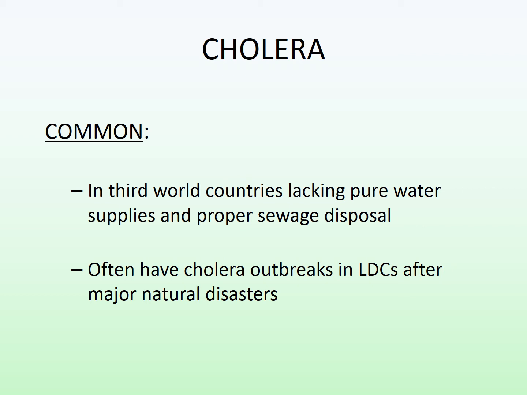Often cholera outbreaks in less developed countries and even middle developed countries are common after major natural disasters. For instance, a few years ago, we had an earthquake in northern Turkey, and the first concern was cholera. When water pipes got broken, they got contaminated with sewage, and all of a sudden you had a cholera epidemic. Cholera is very common, occurs after natural disasters, and you can even see it in some highly developed countries after natural disasters. So it's one of the things that we have to be very vigilant about.